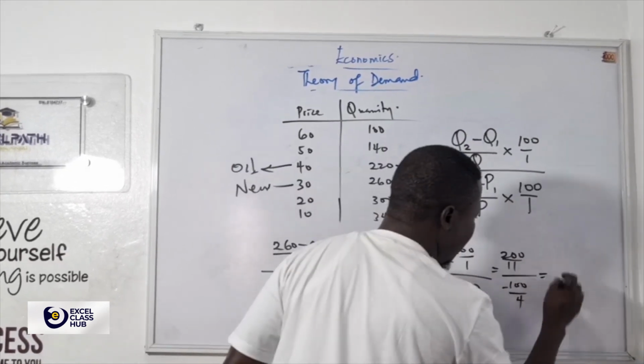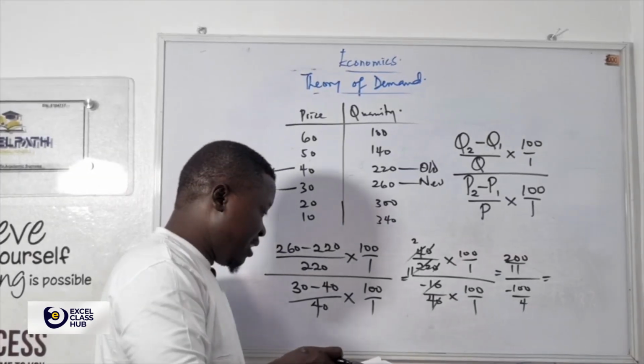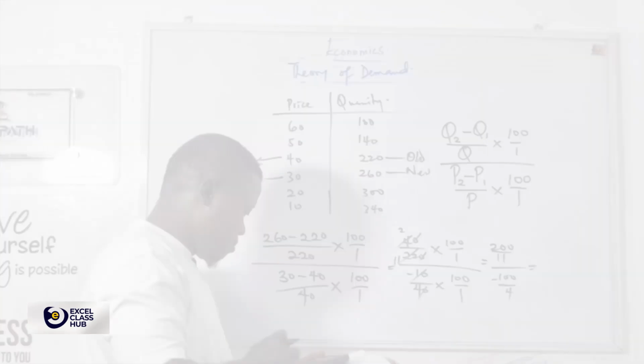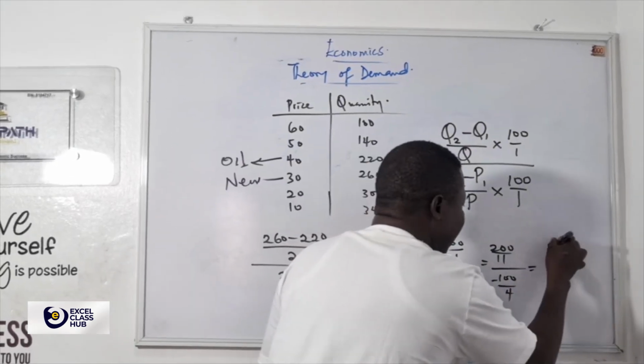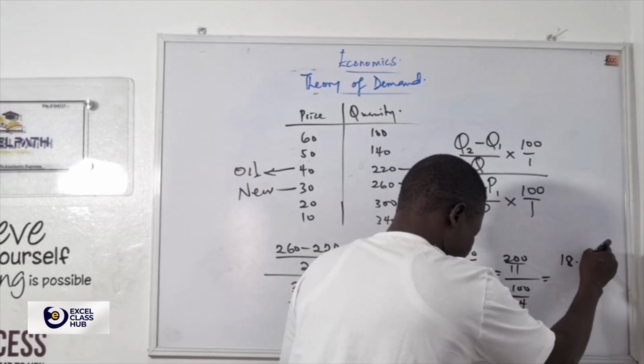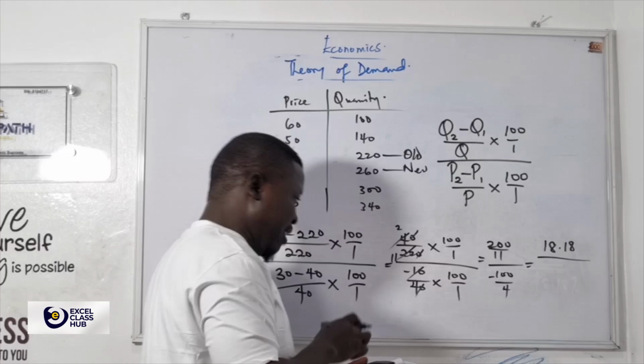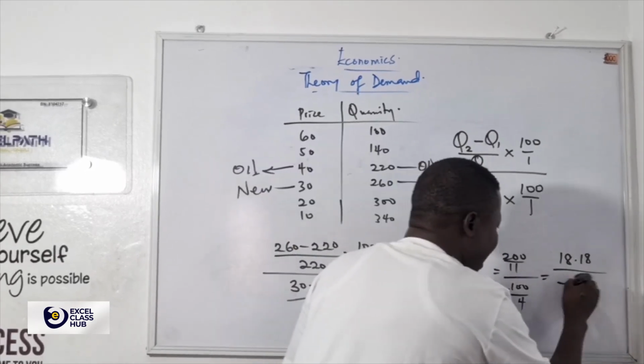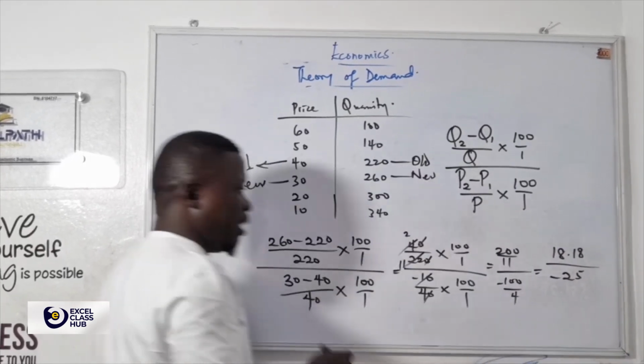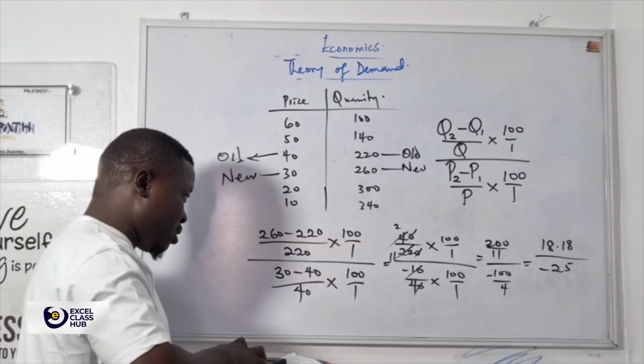Now automatically we have here to be 200 divided by 11, which is 18.18, divided by 100 divided by 4. That will give you minus 25. To determine the elasticity of demand now, we say what?